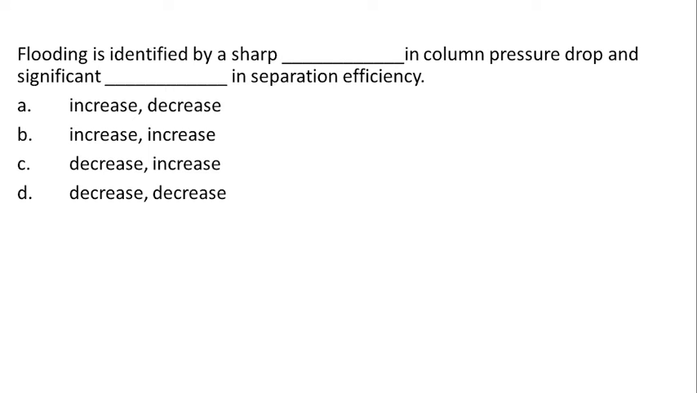So, the first question is: flooding is identified by a sharp dash in column pressure and pressure drop and significant dash in separation efficiency. Can you please tell what will happen to the efficiency of the separation if flooding happens, whether it will increase or decrease?